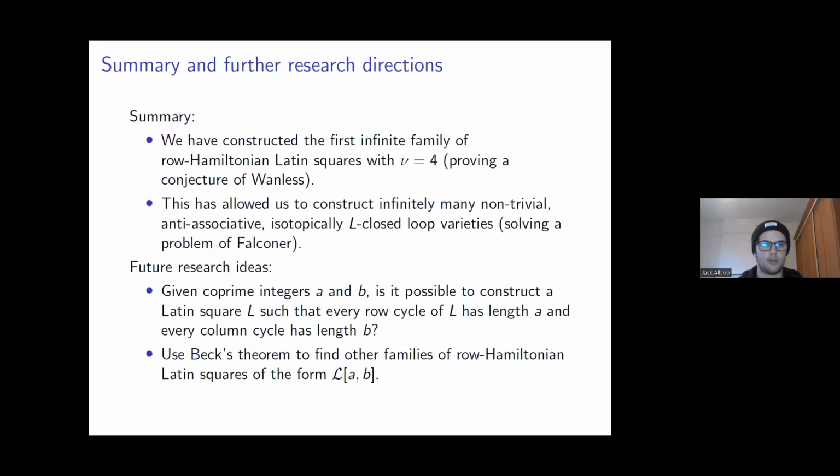So we'd like to explore the following problem. If you're given co-prime integers A and B, can you construct a Latin square L such that every row cycle of L has length A and every column cycle has length B? And then another direction for future research comes from these Latin squares LAB. So we used the result of Beck to show that our squares were Row-Hamiltonian. And so we'd like to use Beck's theorem to find other families of Row-Hamiltonian Latin squares of the form LAB.